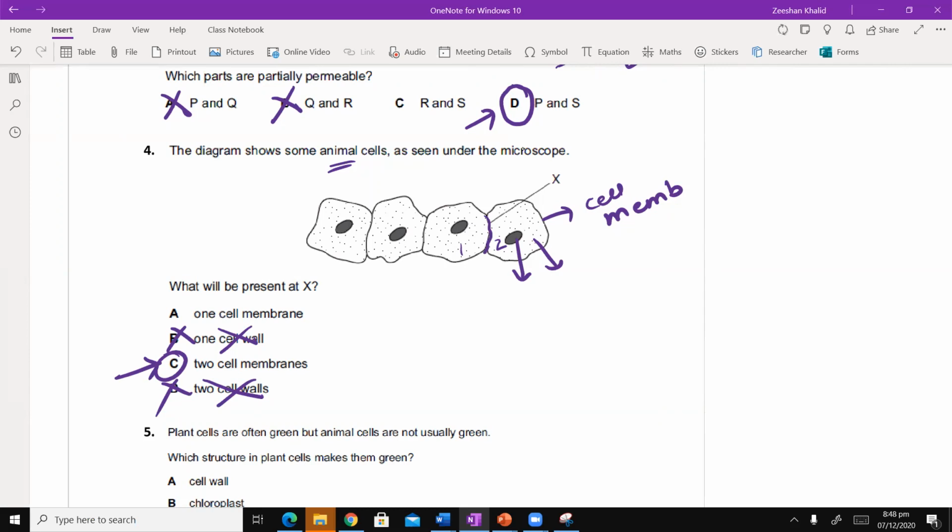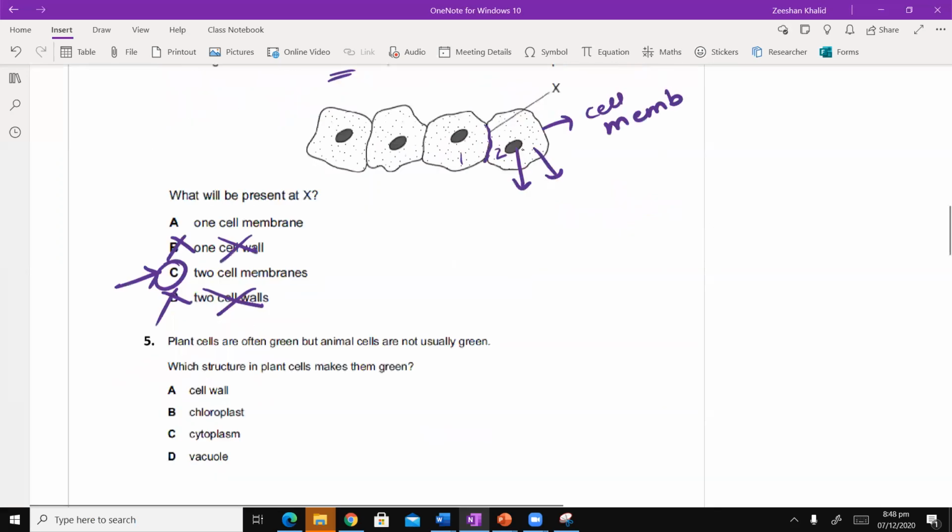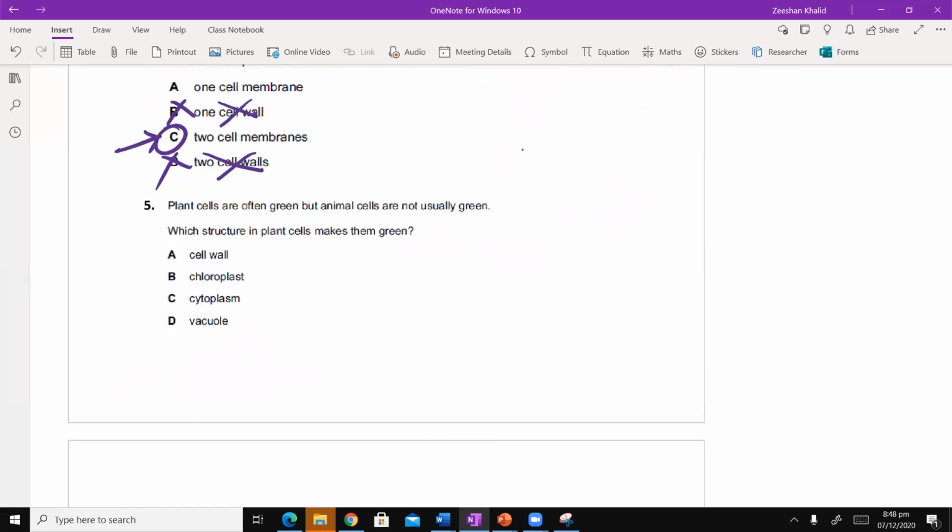Yes, sir. Okay, great. MCQ number 5. Plant cells are often green, but animal cells are not usually green. Which structures in the plant cells make them green? Come on, this is very easy. Kya hai ji green? Bataen zara, shabash. Chloroplast. It's B. Cytoplasm, no, Niaz, that's not the thing. What makes it green is actually the chloroplast.